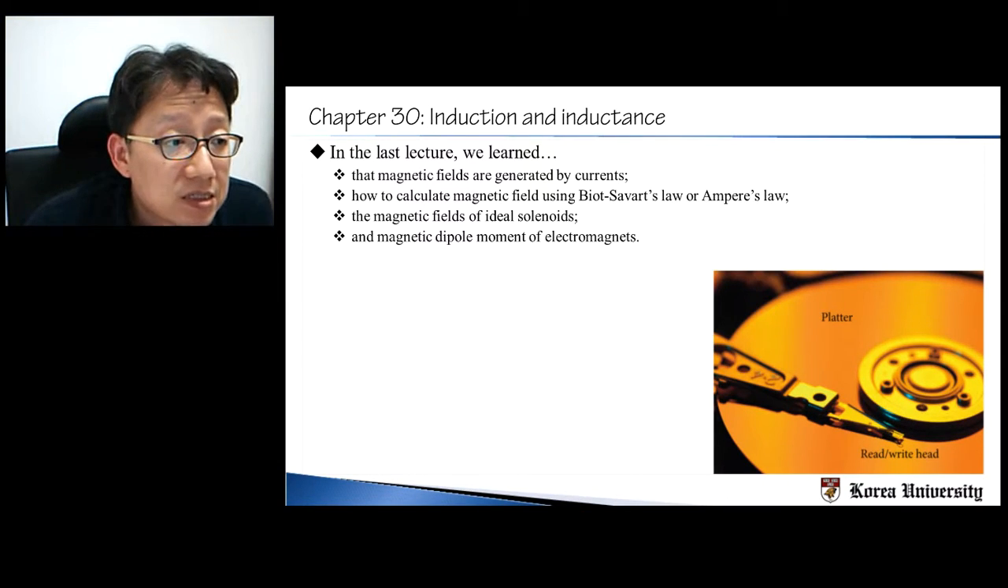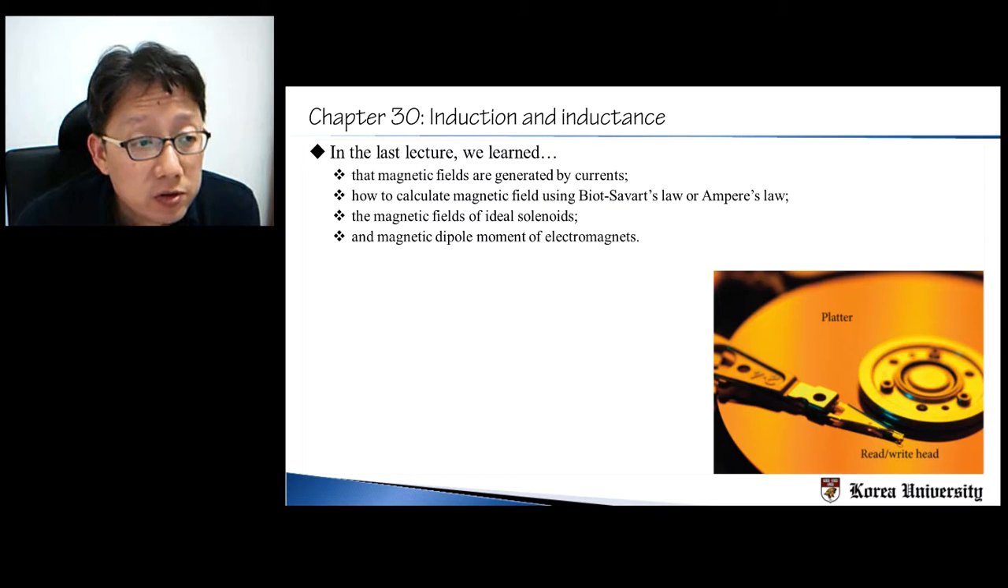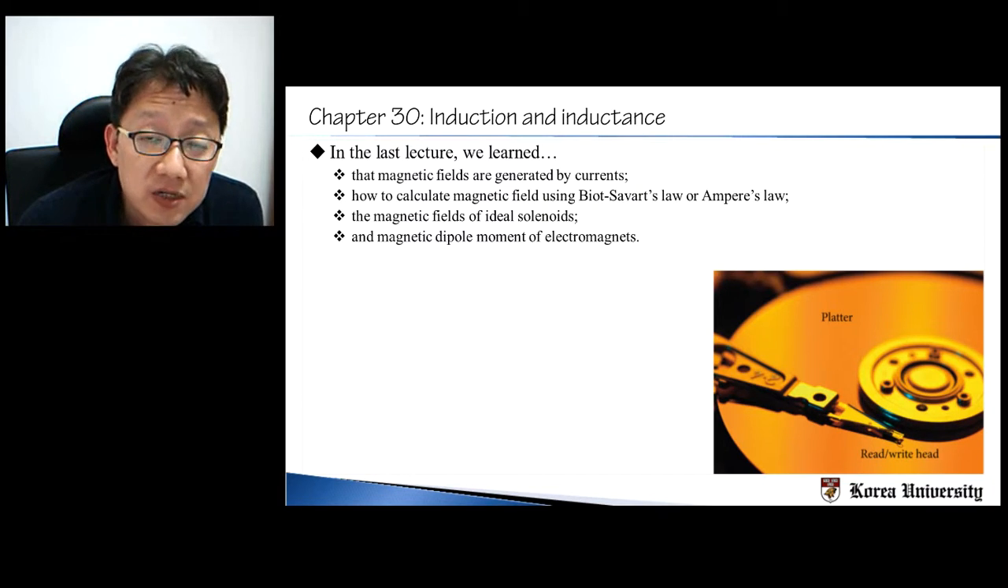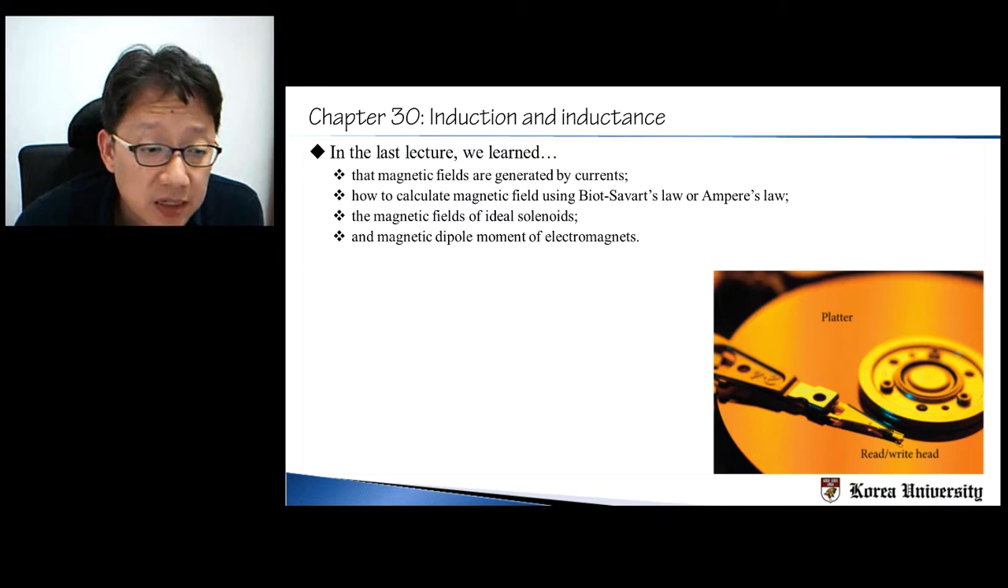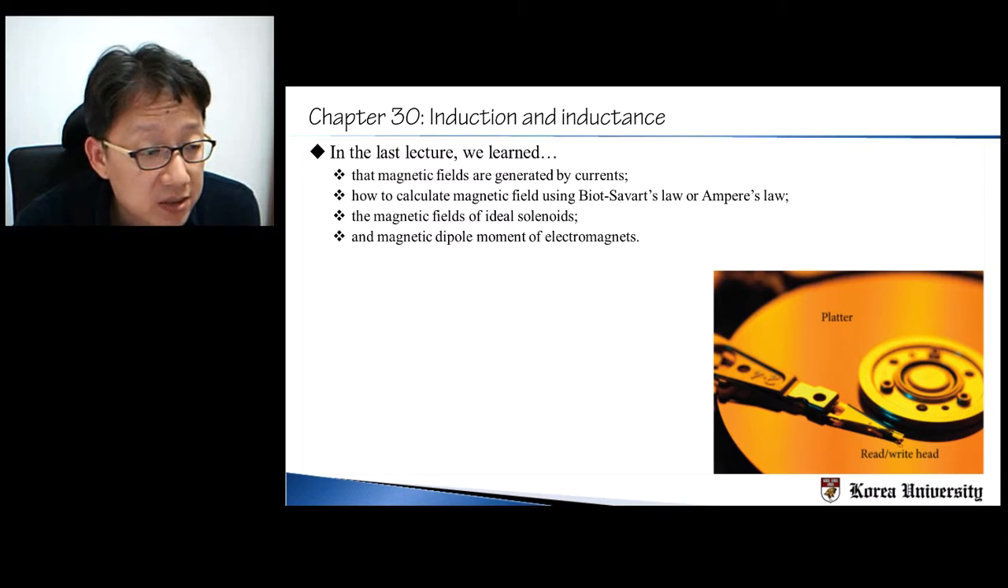So far in this semester, we have studied electricity and also magnetism, right? We first learned the electric field, and we also learned the magnetic field coming from the electric current. This already gave us a good idea that electricity and magnetism are closely related to each other. From now on, we will study the connection between the electric field and magnetic field in better detail.